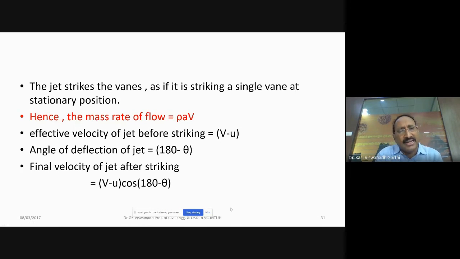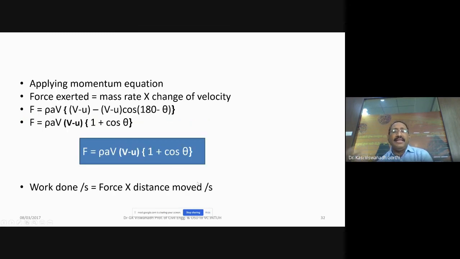the liquid jet is striking at the center. So the mass rate of flow would be the effective mass rate of flow, which is equal to rho A into V. So the velocity before striking is V minus U, and having a deflection of jet 180 minus theta, as we have seen in the symmetrical curved vane, where the liquid jet is striking at the center. So the final velocity component will be V minus U cos 180 minus theta.